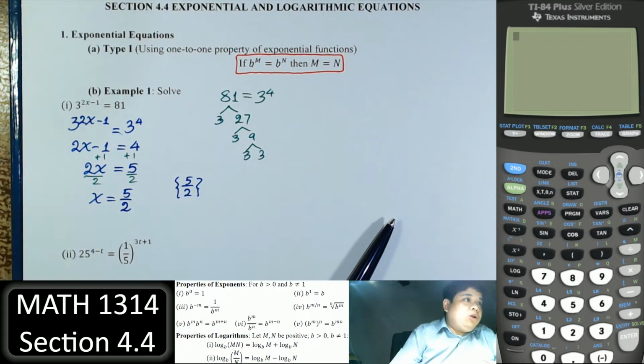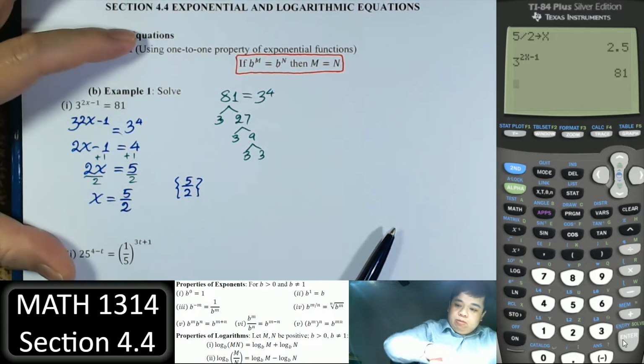If we want to test the answer, it's simply just say 5/2, store to x. In this case, we have 3 to the 2x minus 1. And yeah, so that's what we have.